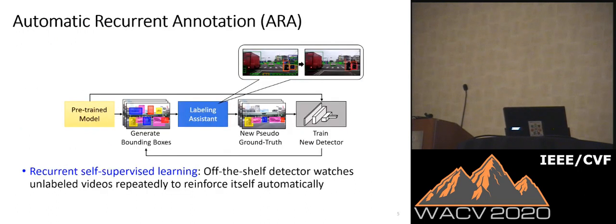Our goal is to generate bounding boxes for all objects in videos by letting a detector watch unlabeled video repeatedly. At each iteration, the detector trained from the previous iteration generates bounding boxes for all videos. We introduce a labeling system module to leverage temporal consistency from the video to filter out these bounding boxes, resulting in new pseudo ground truth bounding boxes for fine-tuning the detector again. The new pseudo ground truth bounding boxes have better quality than the ground truth at the previous iteration, which leads to improvement in training the detector for the next iteration.